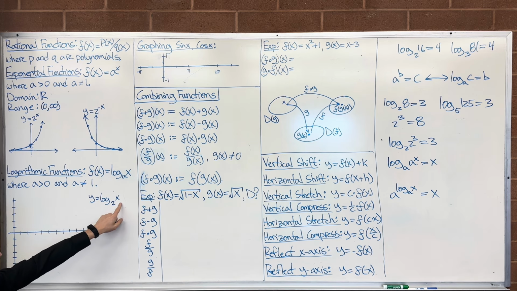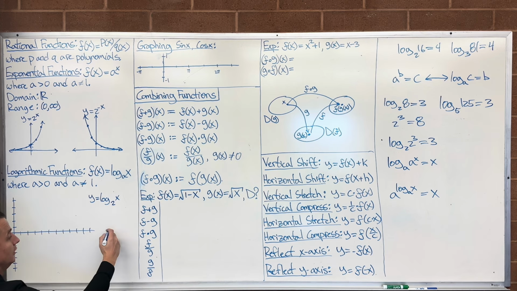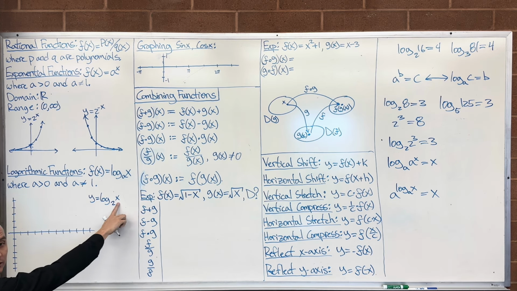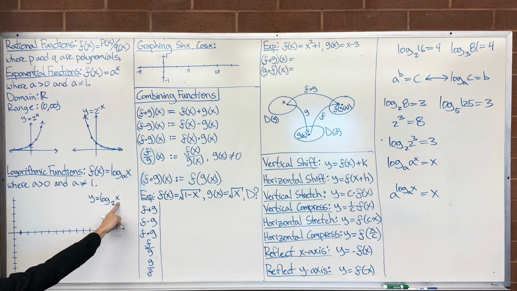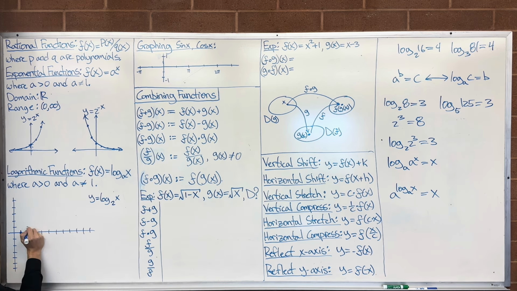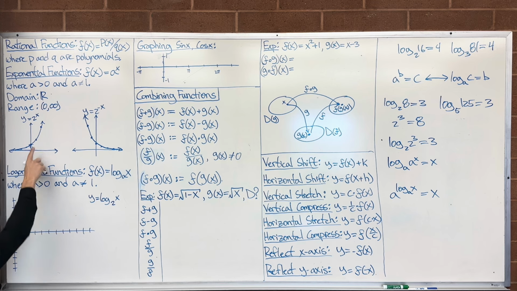Let's start by plugging in 1. So 2 to what power gives me 1? 0. So at 1 we get 0. Notice that here at 0 we got 1, and at 1 we get 0. Next, let's plug in 2. What do I have to raise 2 to get 2? 1. So notice here we had 2, 1, and up here we had 1, 2.